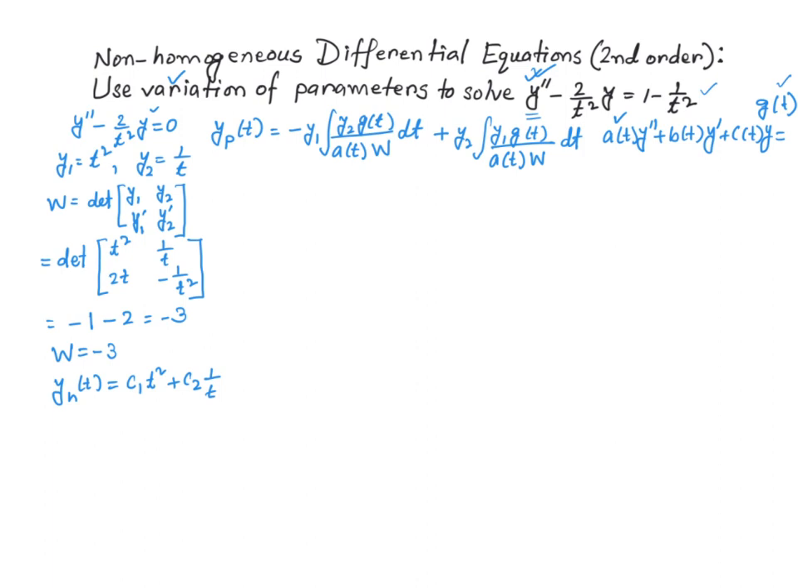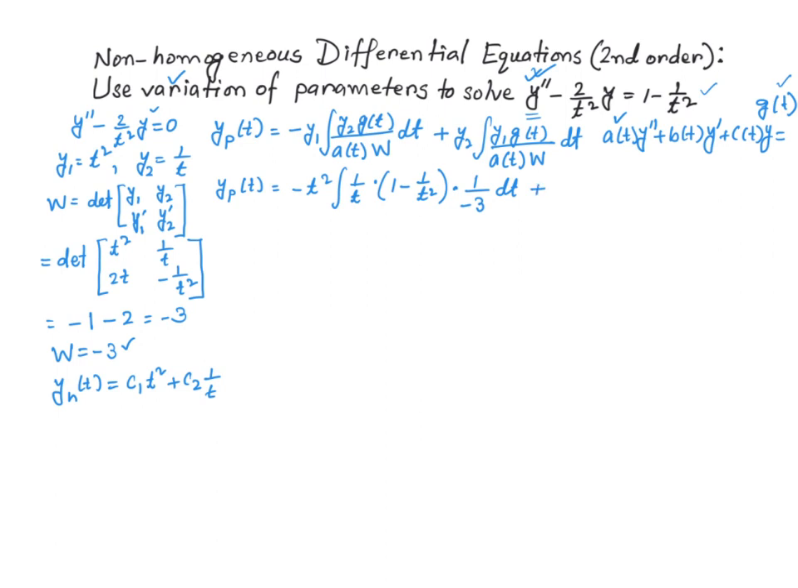So we have all the things that we need: y1, y2, and the Wronskian, and now we can plug them in. y sub p of t is going to be negative y1, so negative t squared, times the integral of y2, which is 1 over t. We have to be careful in writing this, it's easy to make mistakes. g of t is 1 minus 1 over t squared, times 1 over a of t, times 1 over W, which is 1 over negative 3, because W is negative 3, integrated with respect to t.